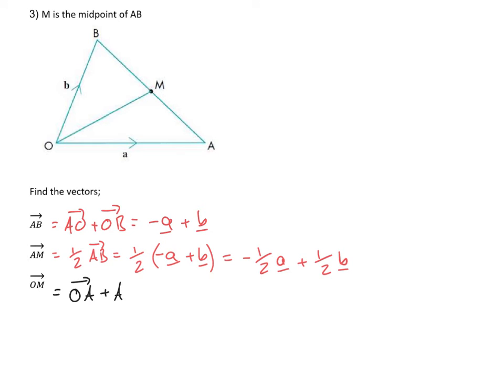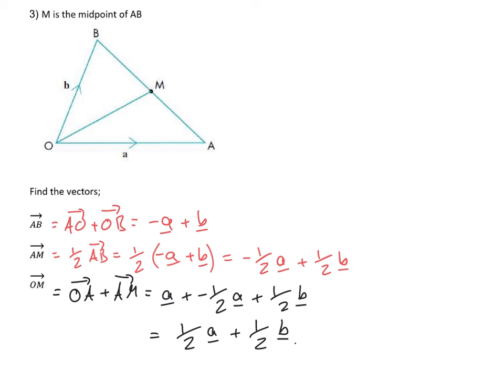Now O to M, the sensible route to take is to A first and then to M, because we've just found A to M, so that's what we're going to use. O to A is just vector A, and A to M is, as we previously found, minus a half A plus a half B. And if we simplify that, 1 minus a half is a half, and that gives us our final answer.